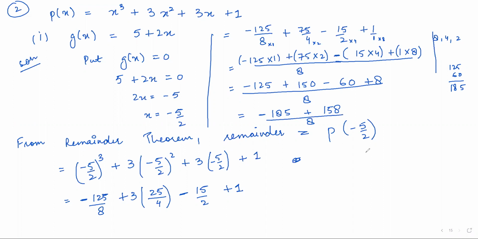Is that okay? Yes. Now, obviously, one number is plus, one is minus. So you have to subtract and the sign will be of the greater number. So it will be having a minus sign. So how much is 185 minus 158? 15 minus 8 is 7. 27. So minus of 27 divided by 8 is the answer.